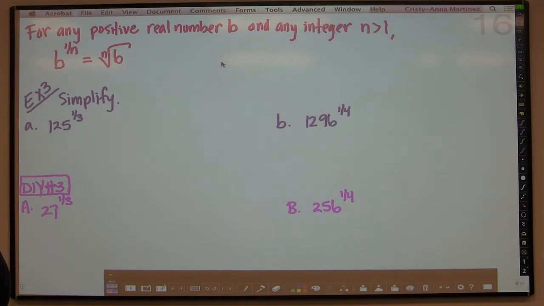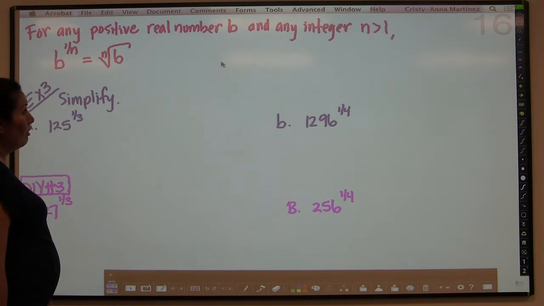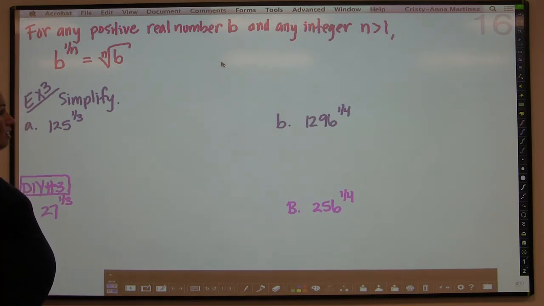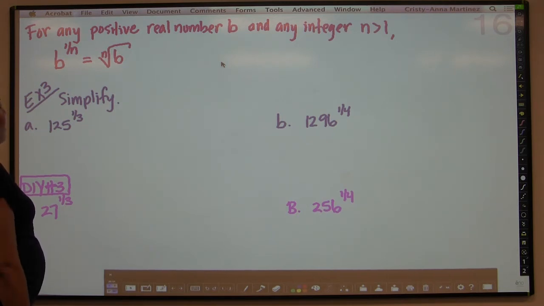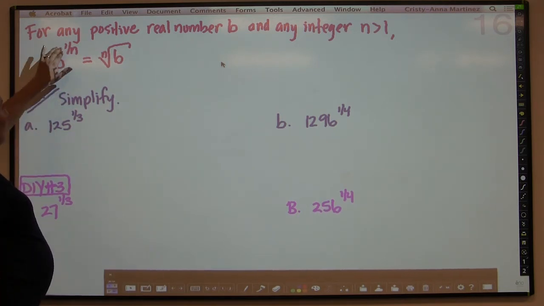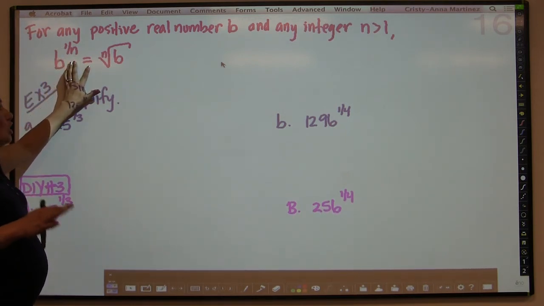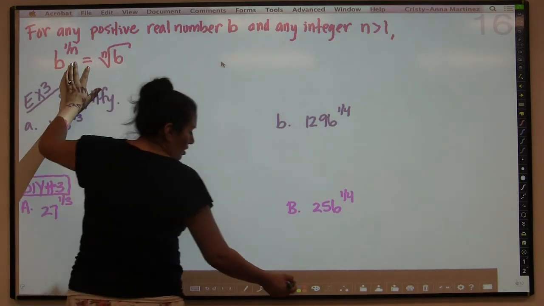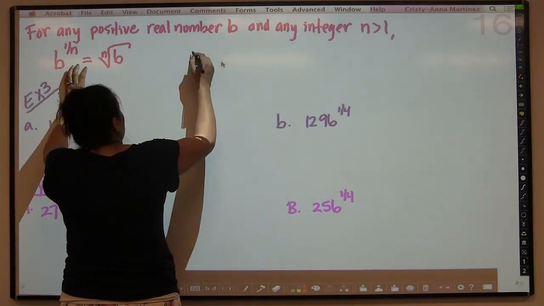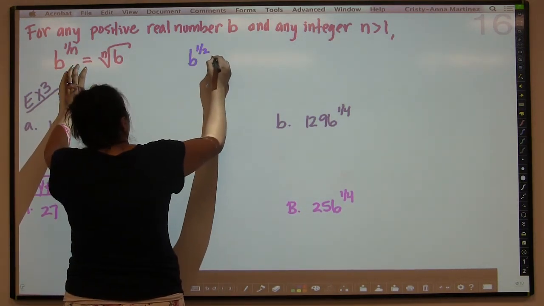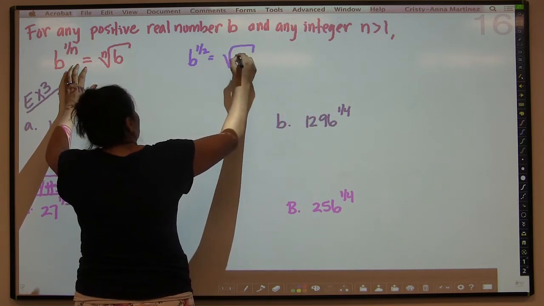For any positive real number b and any integer n greater than 1, so now we want our n to be greater than 1. We don't want it to be a negative integer, we don't want it to be 0, so it's got to be greater than 1. When you write b to the 1 over n power, that's equal to the nth root of b. So now we already knew from before, the first property, that b to the 1/2 equals the square root of b.